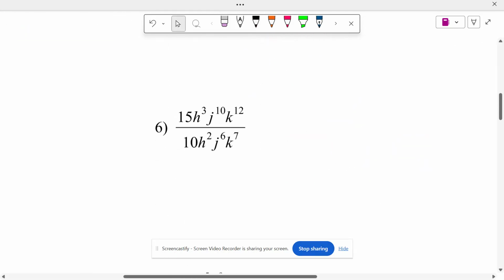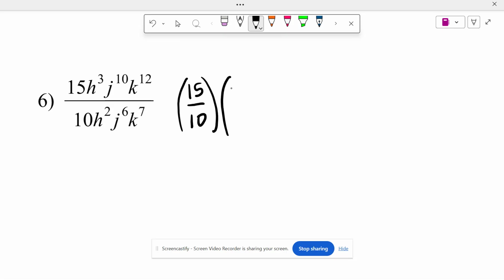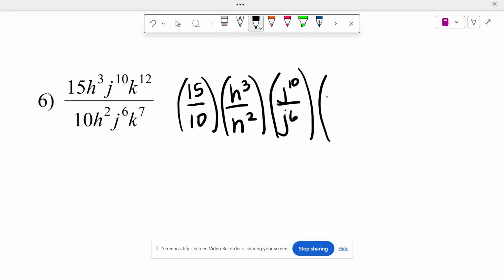Let's scroll down to one that might be a little bit larger, and let's see if we can simplify this one. So I'm going to first look just at my coefficients, then just at my h's, just at my j's, and just at my k's. And the way I can do this is that it's all being multiplied. 15's being multiplied by h, and j's are being multiplied by k's, and so forth.